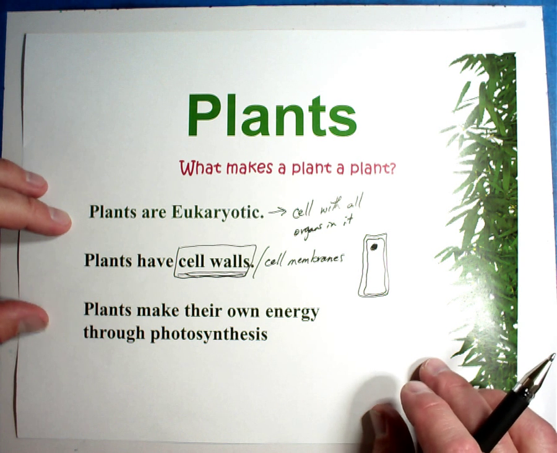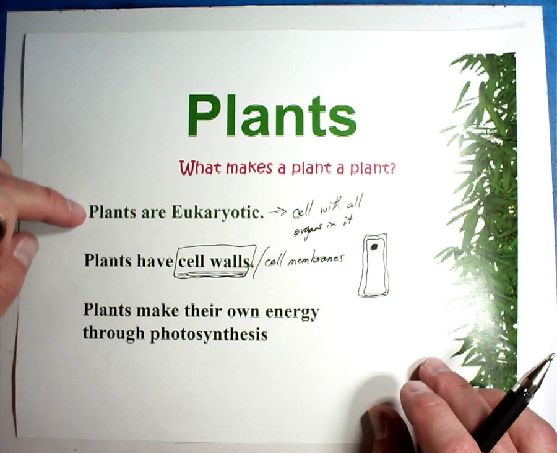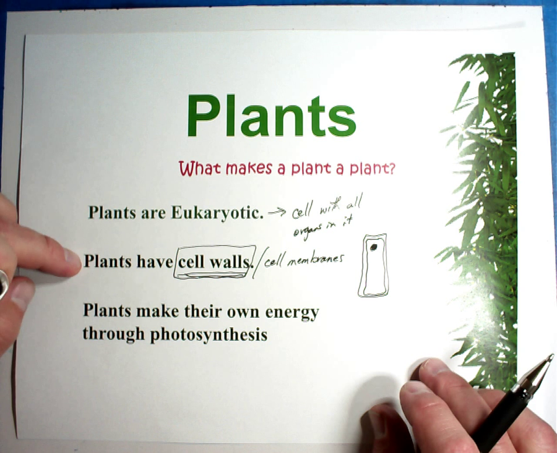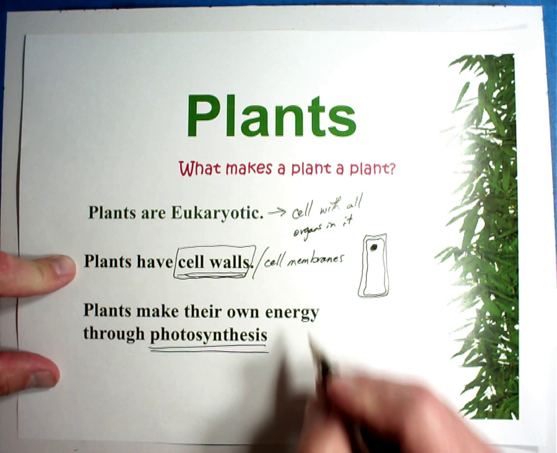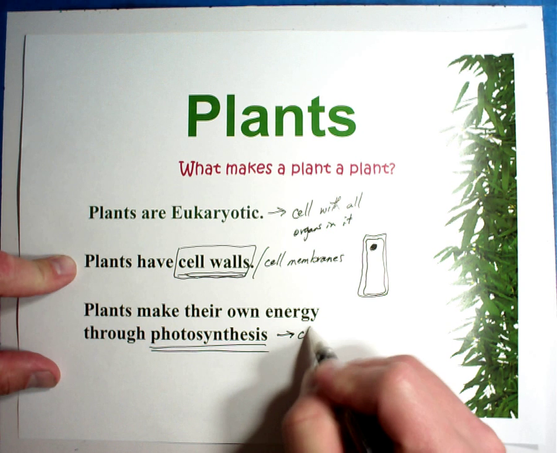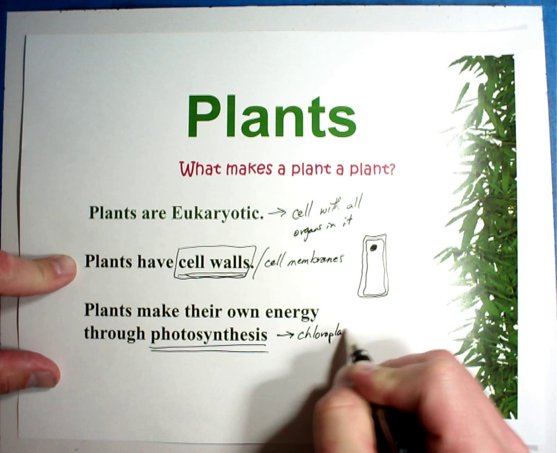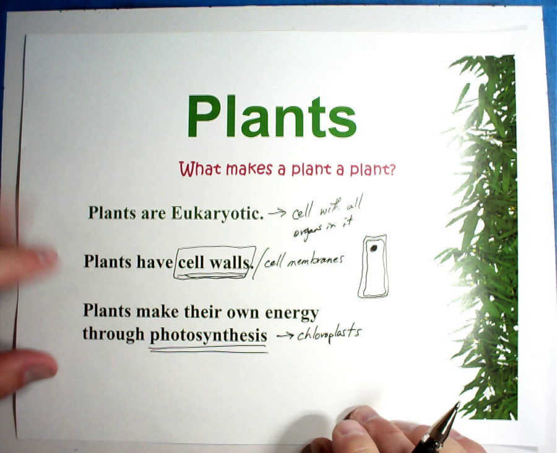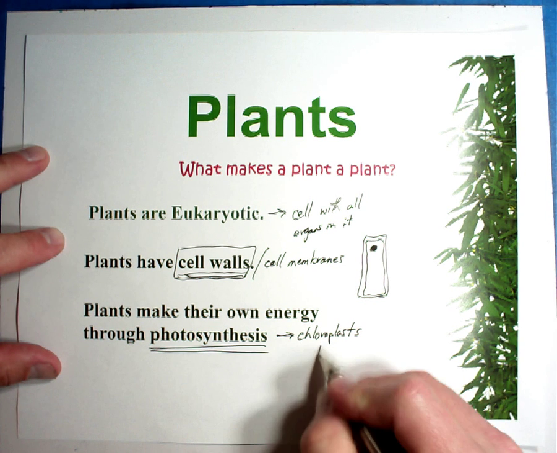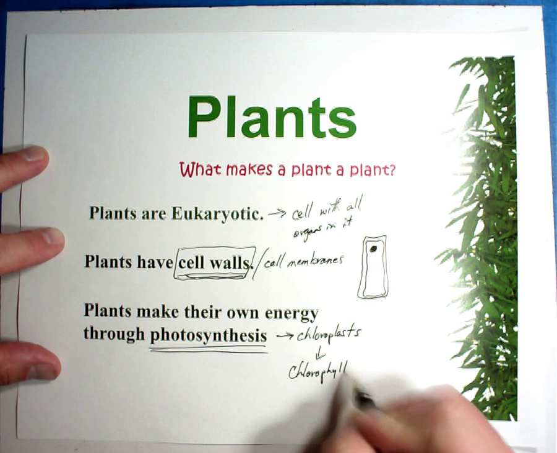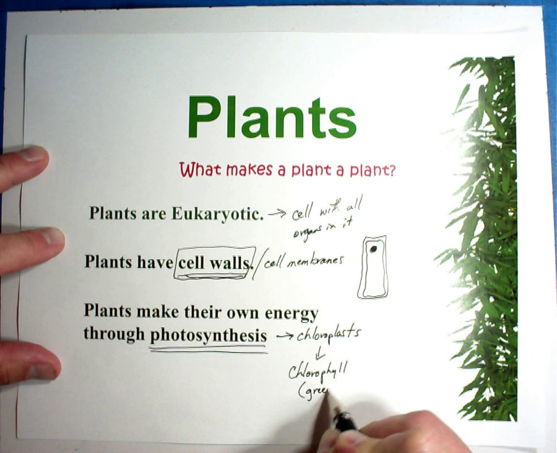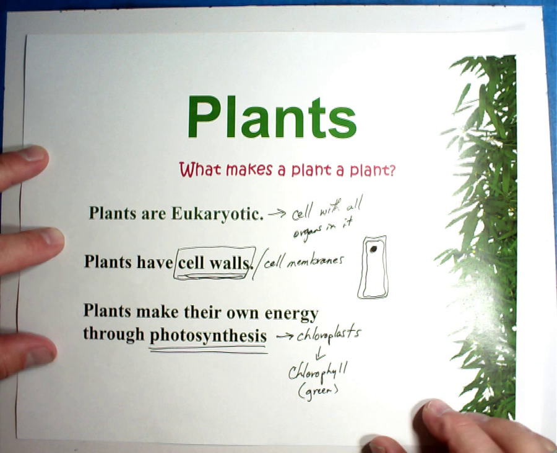Now, not only are plants self-sustaining, and they also have cell walls, but they make their own energy through a process called photosynthesis. All right, quick reminder. Photosynthesis takes place because plants have chloroplasts in them. Chloroplast is an organ just in plants that has this special makeup in it called the chlorophyll. And chlorophyll is what makes plants typically green and allows the process of photosynthesis to take place.